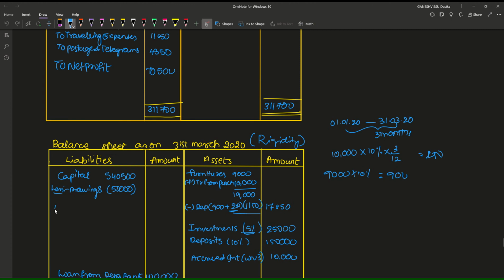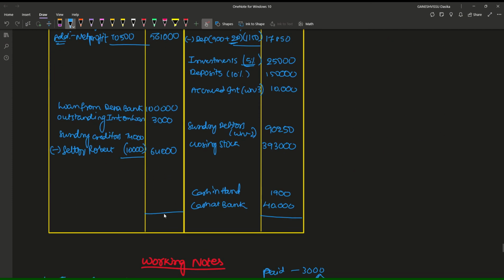Now we need to add here the net profit, 70,500. What is the value of the remaining things? 5 lakhs 4,500 minus 50,000 plus 70,500. 5,61,000 plus 1 lakh plus 3,000 plus 64,000. 7,28,000 is the total value.